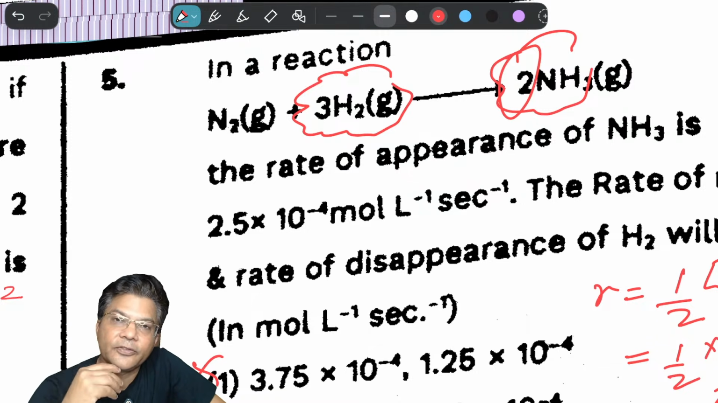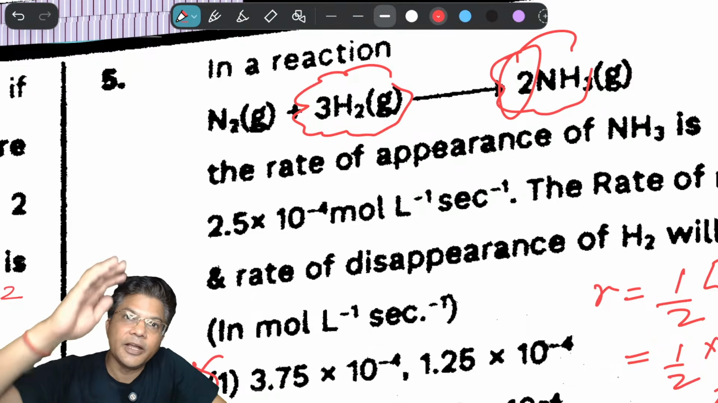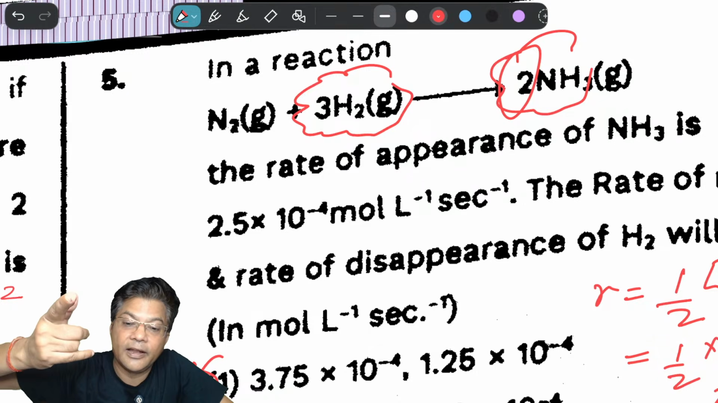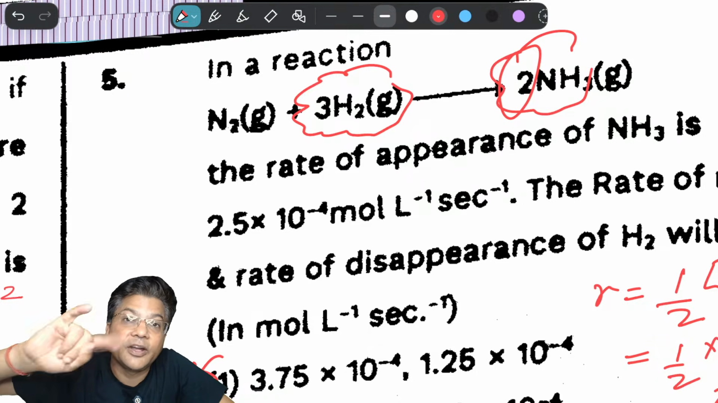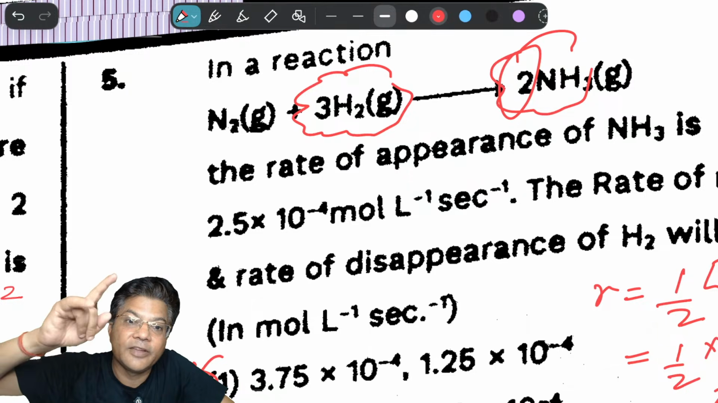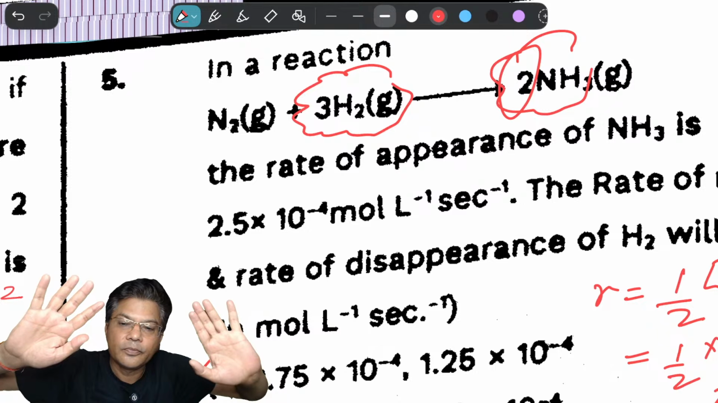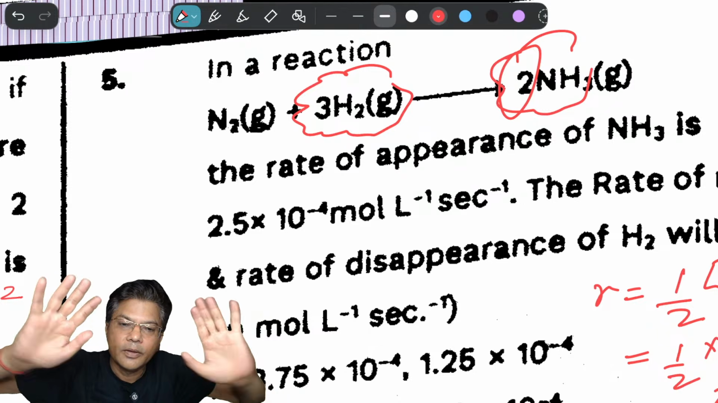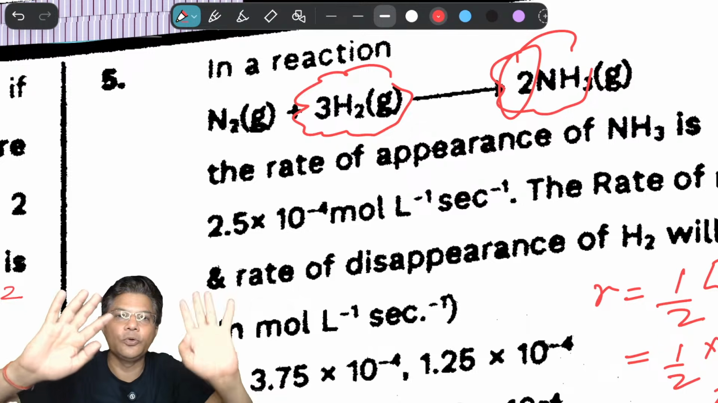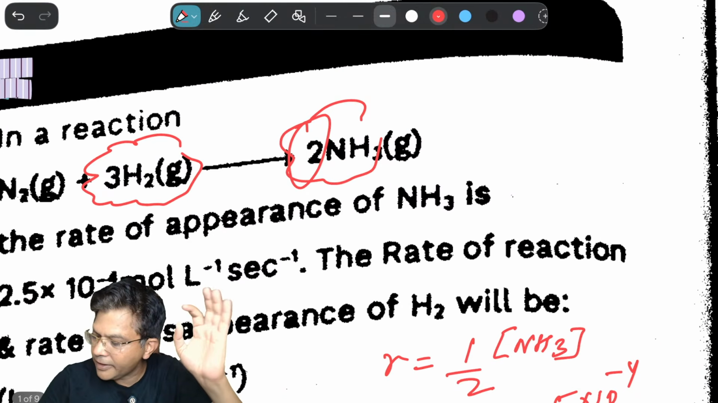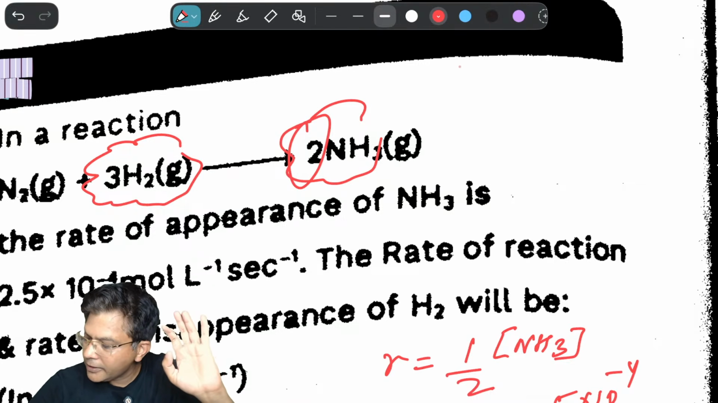What is the difference? The decomposition of hydrogen is more and the formation of ammonia is less. And how many times? The difference is 1.5 times, that is 3 by 2. Or you can do one thing, first do it in the writing way and then you can do it in the air.